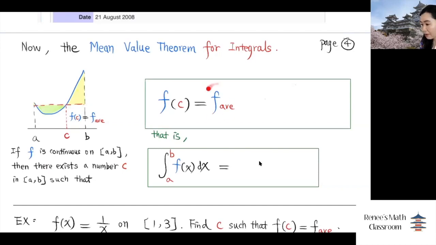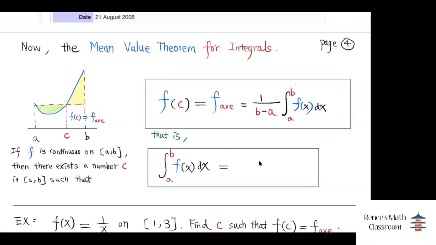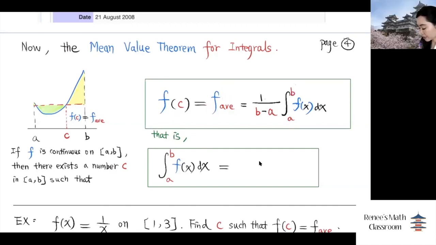this function value is equal to the average value of the function. Now we know the average value of the function. We just found the formula, which is what? Everyone? 1 over b minus a, and this integral of the function f of x. The average value of the function is the integral of the function from a to b, and then divide by b minus a, right?